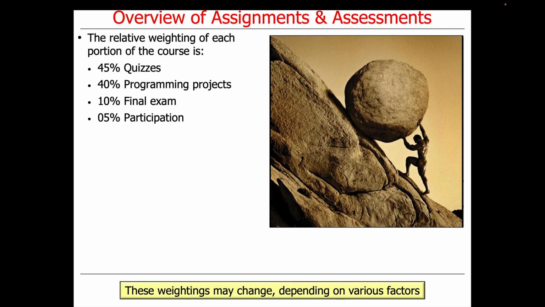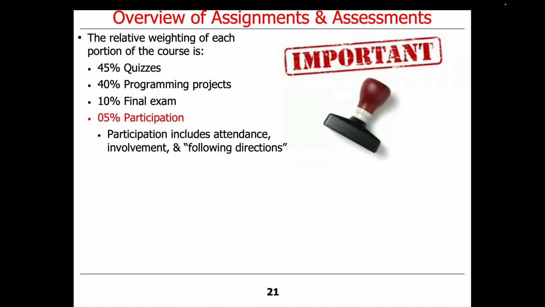The relative weighting of each portion of the course is as follows. The exams are roughly 45%. The programming projects are 40%. The final exam, if we have one, will be worth 10%. And then there's a 5% participation score. Notice I use the word quizzes here. That should be monthly exams. These weightings may change depending on various factors. For example, if we don't have a final exam, that will get split between the exams and the programming projects. What is participation?